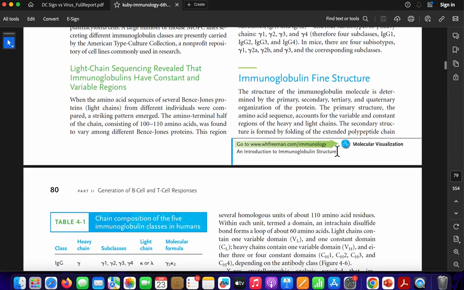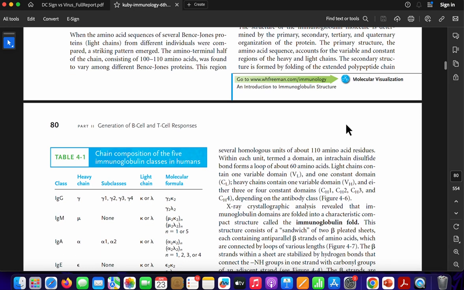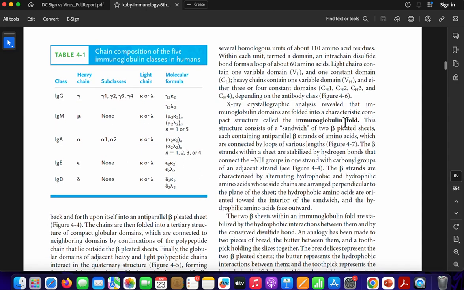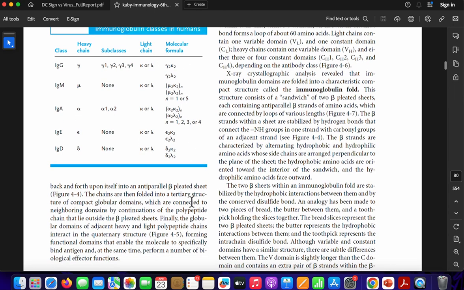Immunoglobulin fine structure. The structure of the immunoglobulin molecule is determined by the primary, secondary, tertiary and quaternary organization of the protein. The primary structure, the amino acid sequence, accounts for the variable and constant regions of the heavy and light chains. The secondary structure is formed by folding of the extended polypeptide chain back and forth.